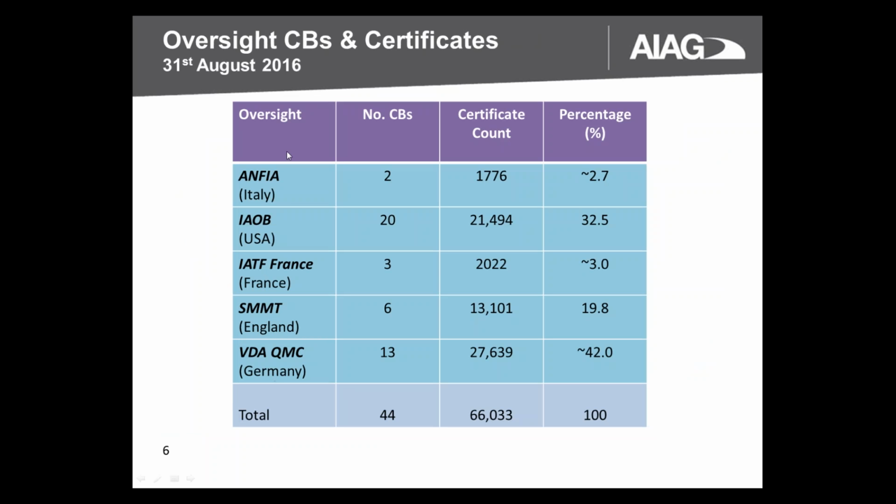This slide shows the 5 oversight offices, the number of certification bodies that are under the purview of that oversight office, and the number of certificates that those certification bodies issue. So the largest would be the IAOB, which is responsible for 20 CBs and about 21,000 certificates. And VDA QMC in Germany, which is a smaller number of CBs, but some of these are larger CBs with almost 28,000 certificates.